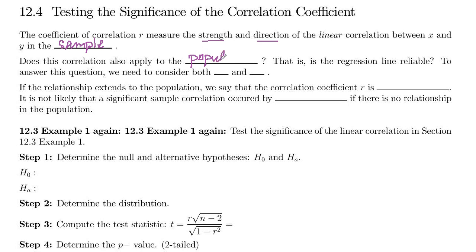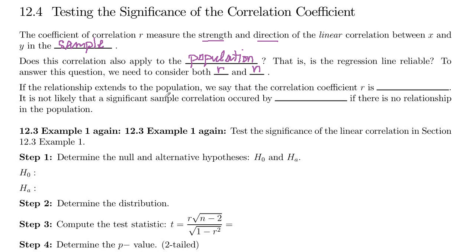Because remember, in inferential statistics, we want to generalize from the sample to the population. So if it is a significant correlation, then that'll tell us it applies to the population. And that's also telling us whether the regression is reliable. So to answer this question, we need to consider not only R, but also N, the sample size. So we'll need a measure that depends not just on the correlation coefficient, but also the sample size.